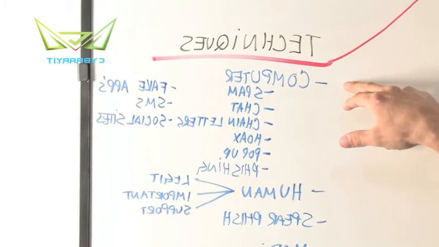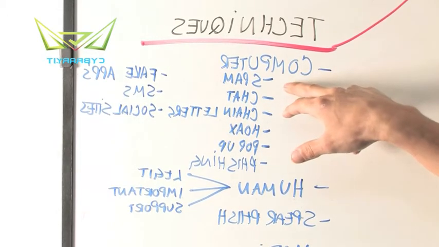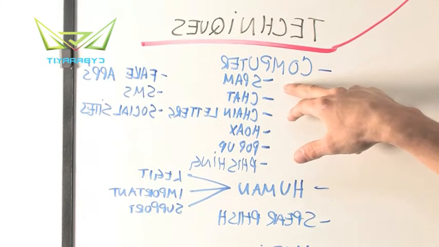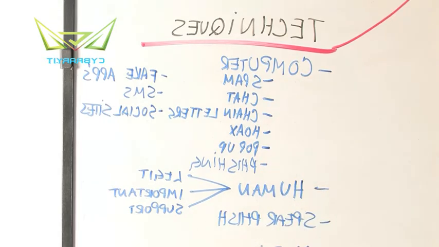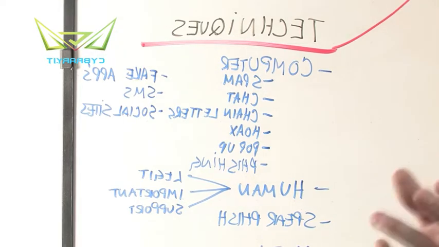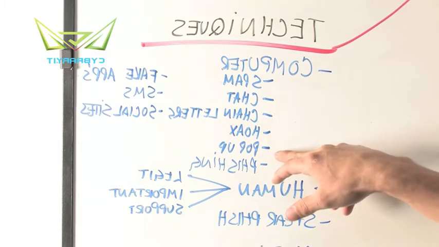On a computer, someone can be socially engineered through spam. Right? Just send someone an email: you've won $1 million, click here now, right? And they want that $1 million, so they'll click on the link. Through chat is an easy mechanism because we typically don't authenticate chat conversations, or we assume that the person on the other end of the chat line is the person whose name or handle it is. Chain letters, hoaxes, even pop-ups.